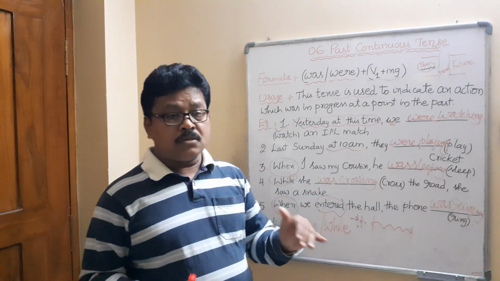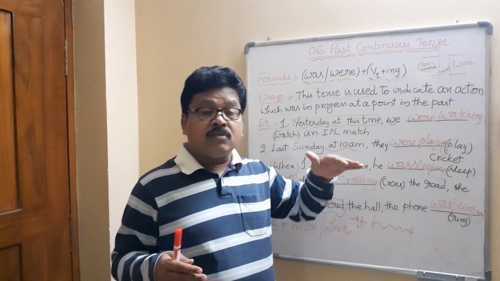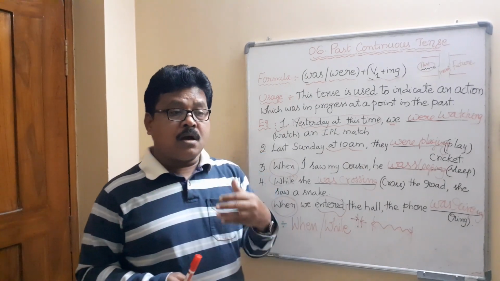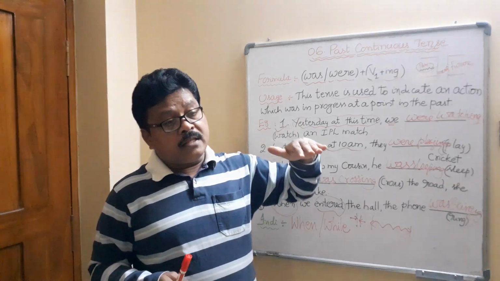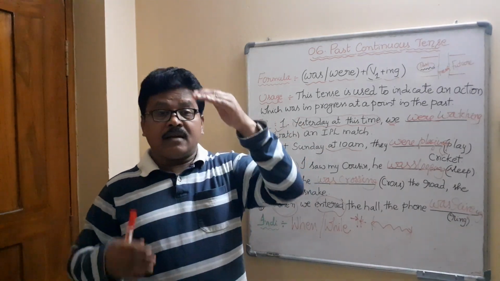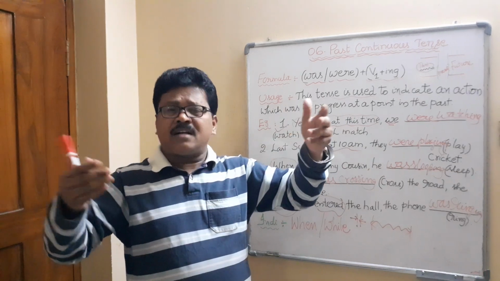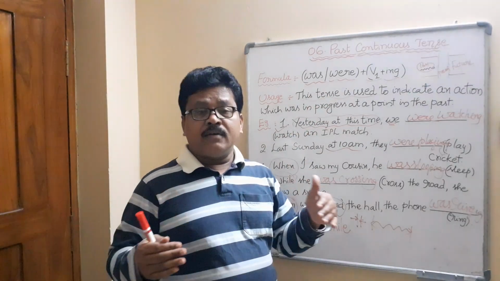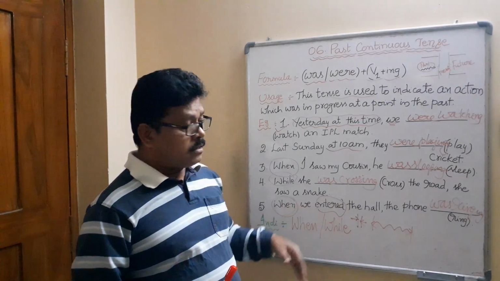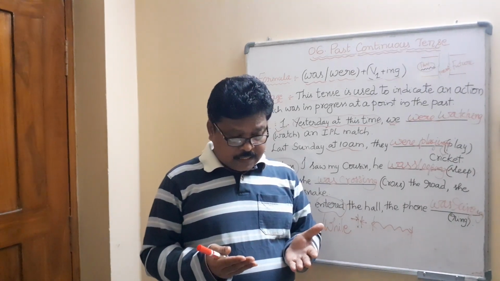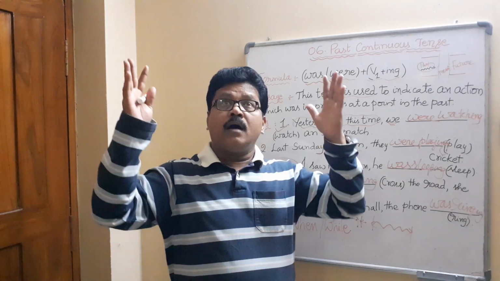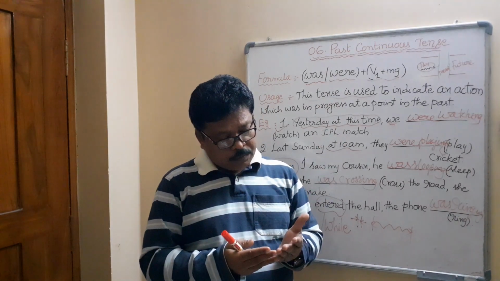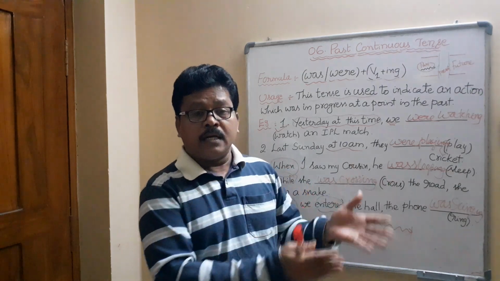When the soldiers were sleeping, Sher Shah killed them. Sher Shah killed the soldiers while they were sleeping. Sleeping is the longer duration. Killed means a matter of 1 second, 2 seconds. So he killed them while they were sleeping. Like that, when we were preparing for exams, the power went out, the light went out. When we were reading the newspaper, suddenly he entered the hall.